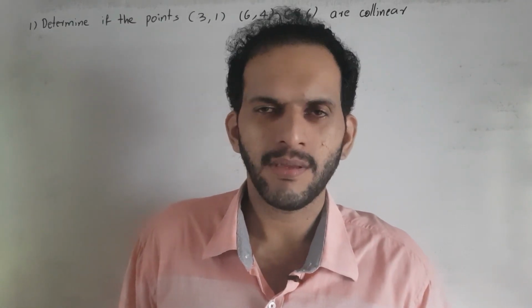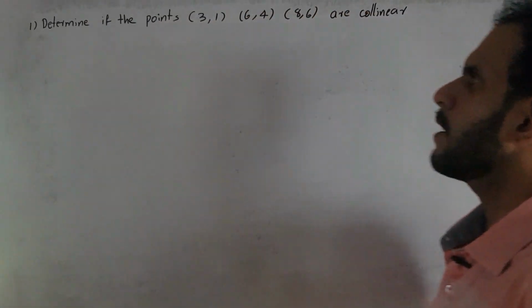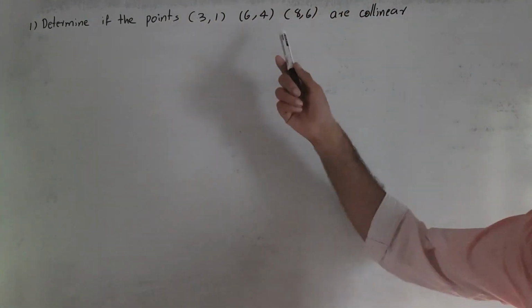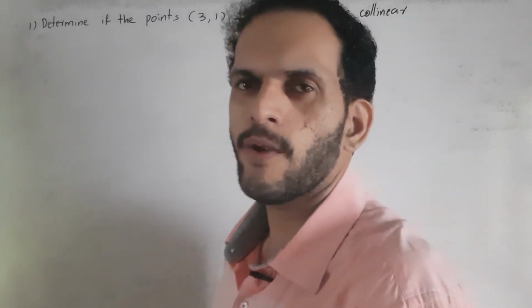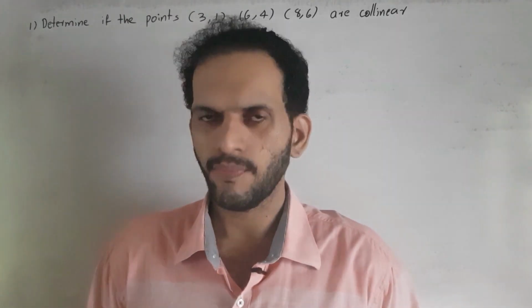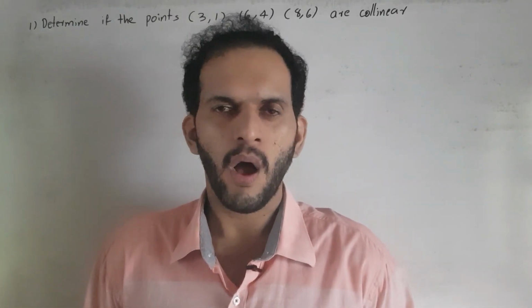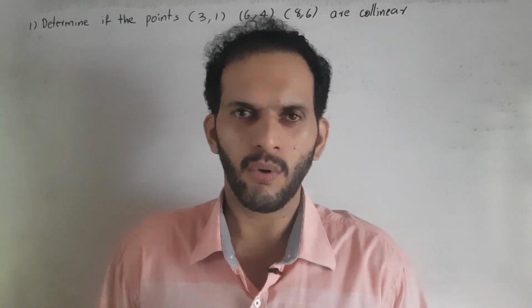Next we are discussing a question like this: determine if the points (3, 1), (6, 4), (8, 6) are collinear. We want to verify whether the given points are collinear or not. We know how to check whether points are collinear or not.